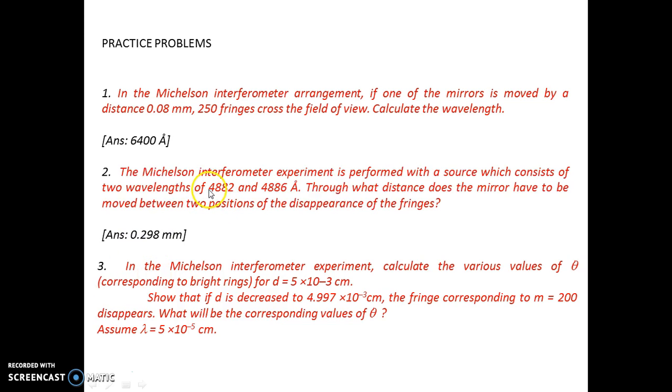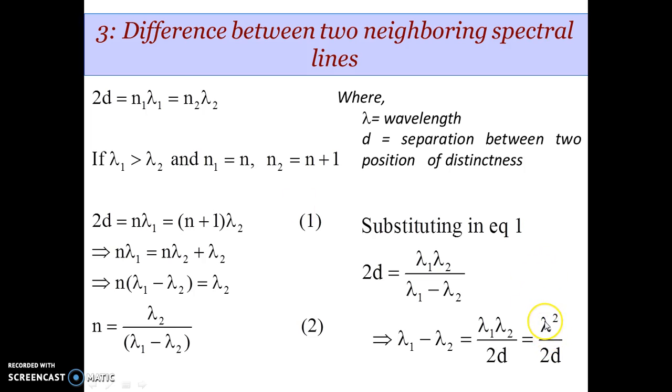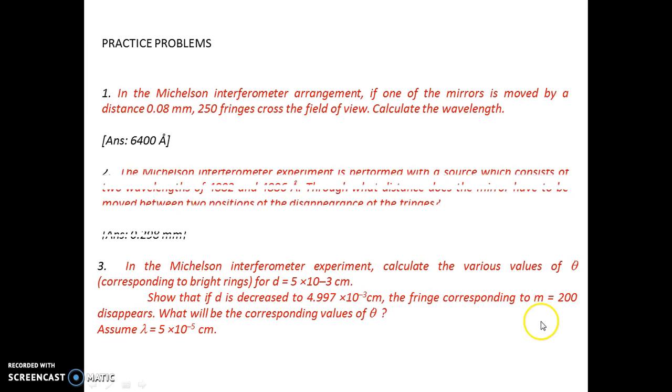I am taking two different wavelengths, 4882 angstrom units and 4886 angstrom units. What distance does the mirror have to be moved between two positions of disappearance of the fringes? We have to calculate d. Here λ1 is given, λ2 is given. Since λ1 is greater than λ2, the difference is λ1 − λ2, and for λ² you have to take the average wavelength of the two. So 4882 and 4886, the average wavelength is 4884 angstrom units.